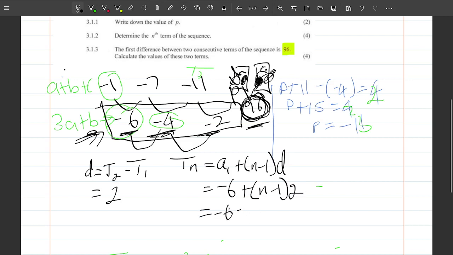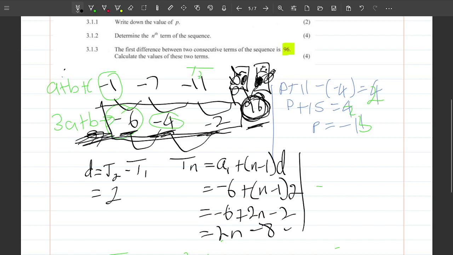Negative 6 plus 2n minus 2. Beautiful, elegant. 2n, and the negative 6 minus 2 is like 6 plus 2 with a negative, so this should give us negative 8. So this pattern follows this formula.